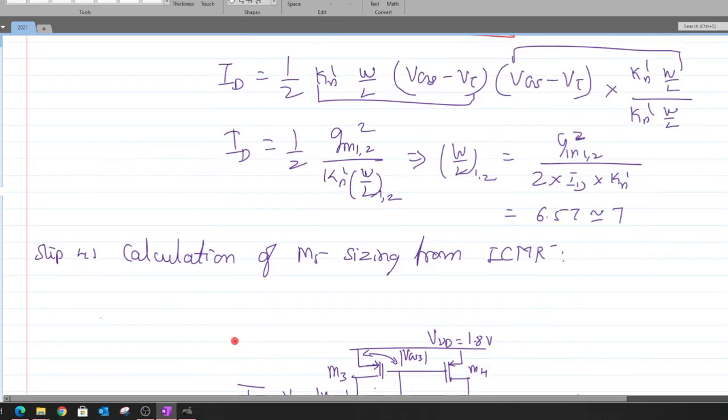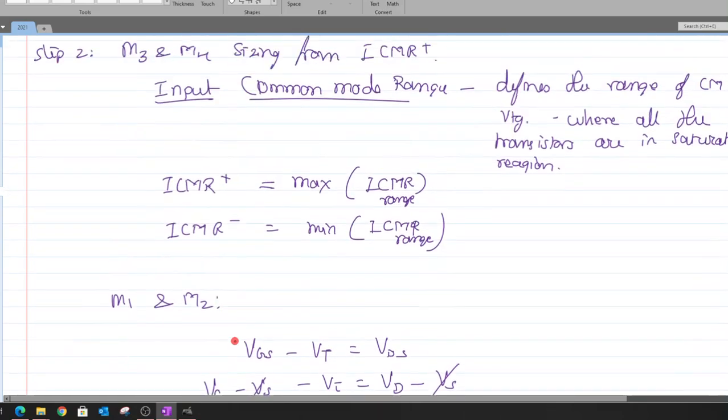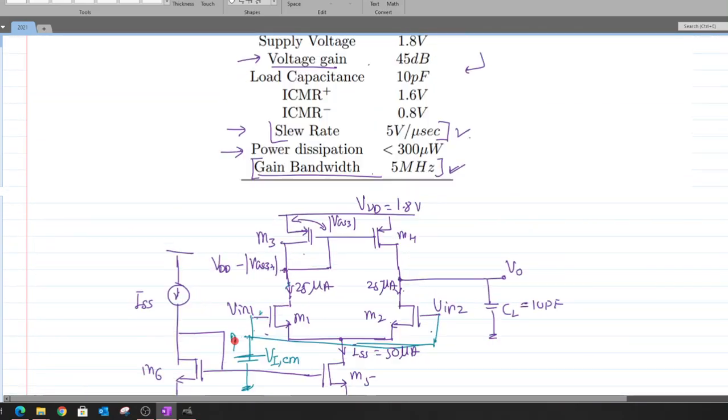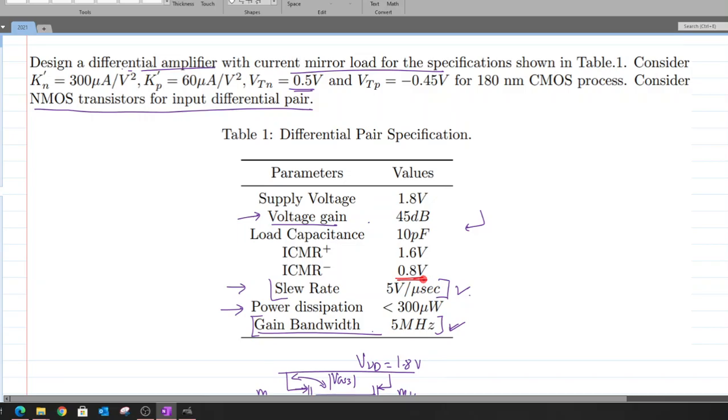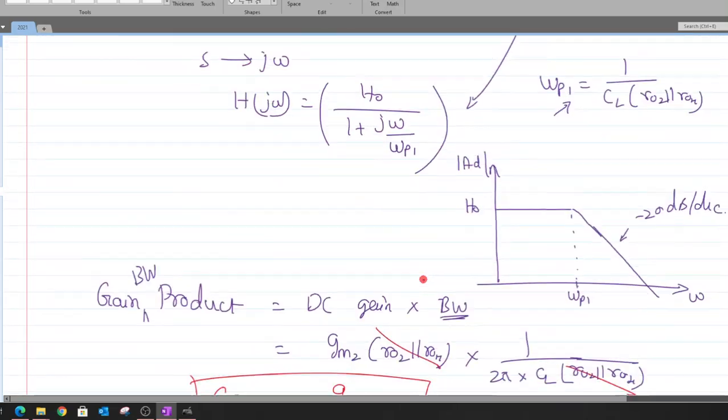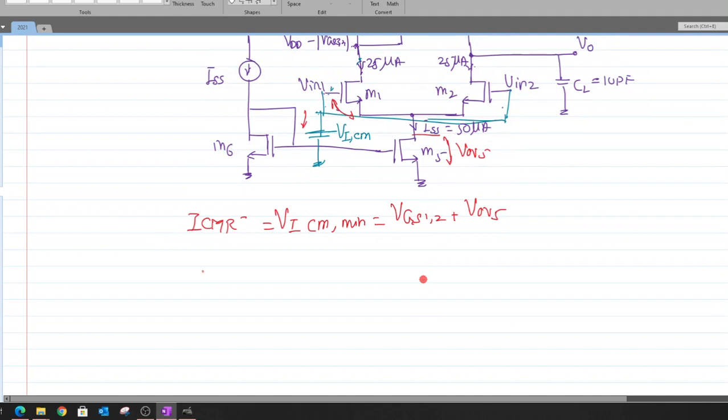From the specification, my ICMR minus is supposed to be equal to 0.8 volt. So I use this value for the ICMR minus as 0.8 volt, and we have to calculate this VGS 1, 2 as well as VOV of 5. We have already got the value of the W by L aspect ratio for the M1 and M2 transistors, and we know the current. The only unknown quantity is the value of VGS of the M1 and M2 transistors, so we will first calculate that.